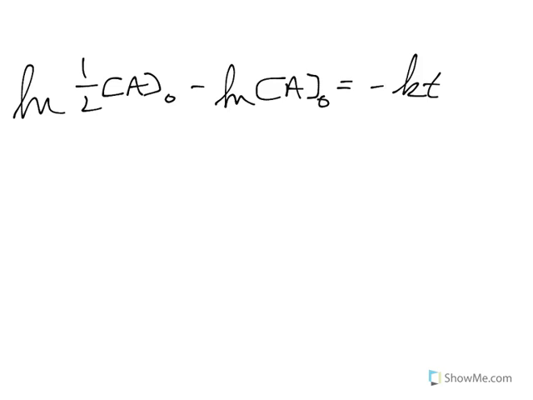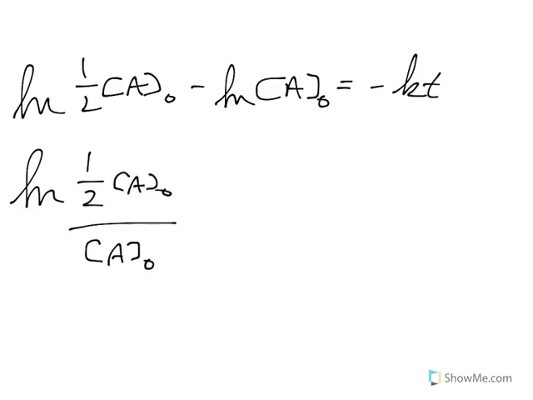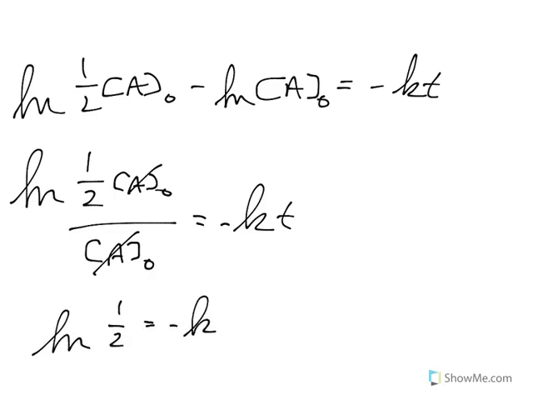We can take advantage of the fact that when natural logs are subtracted, we can write them as a quotient. So our expression will look like this, and our A0s will actually cancel out. Then we have the ln of 1/2 equals minus kt, and the ln of 1/2 is a constant. You can just take ln of 0.5 on your calculator, and it comes out to be negative 0.693.